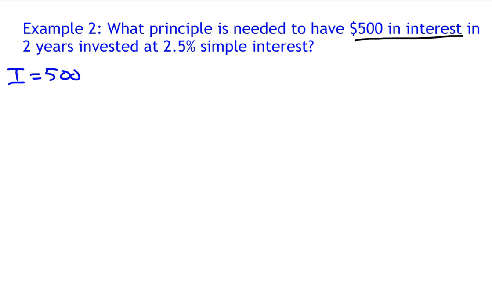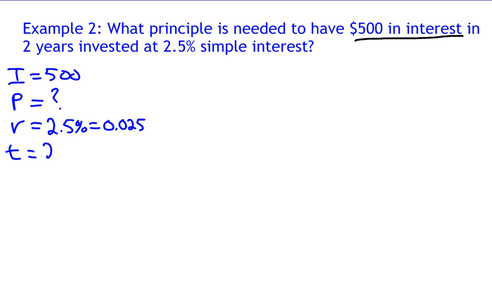We also, well, we don't know what the principal is. We were asked to find the principal. We know that the rate is 2.5%. Again, we're going to change that into a decimal by dividing by 100, which works out to 0.025. And we need some information here about the time. So it says it's invested for 2 years.